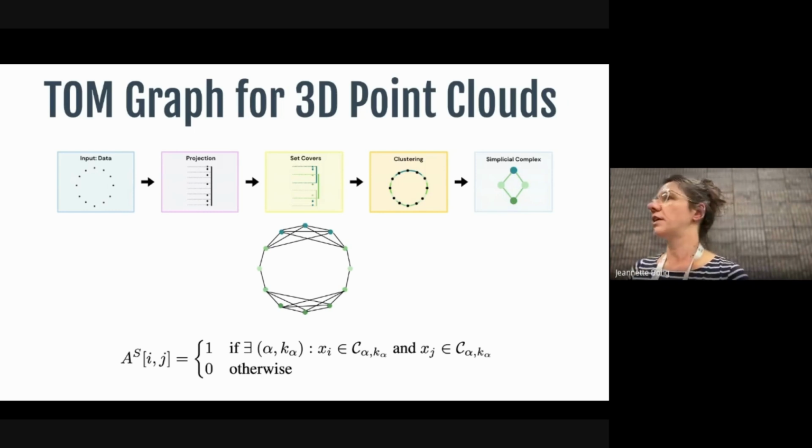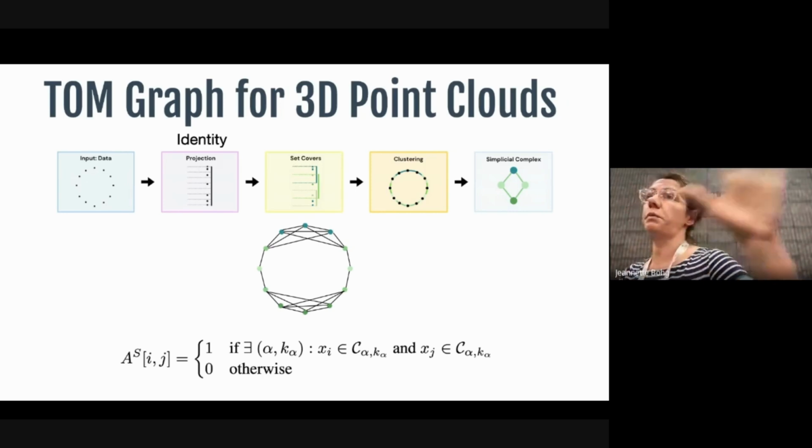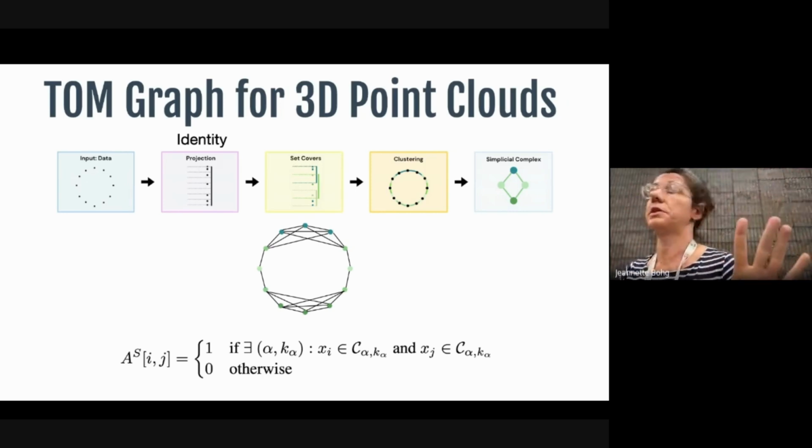And then how do we use this now in 3D? We have to pick the filter function. In our case, our data is already in 3D, so we don't have to do a lot to make it geometric. We actually use the identity there. Maybe there could be other ways to do this, but we didn't study this yet, so that could be an interesting question.